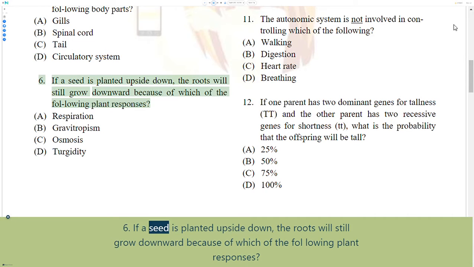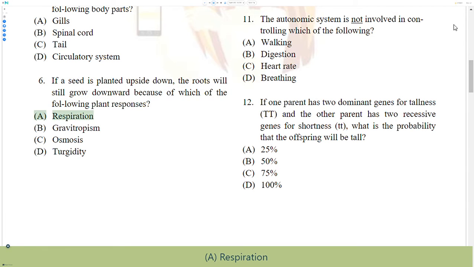6. If a seed is planted upside down, the roots will still grow downward because of which of the following plant responses? A. Respiration. B. Gravitropism. C. Osmosis. D. Turgidity.